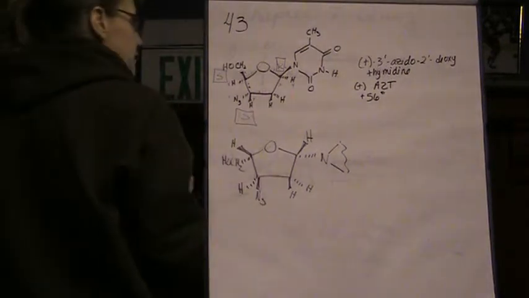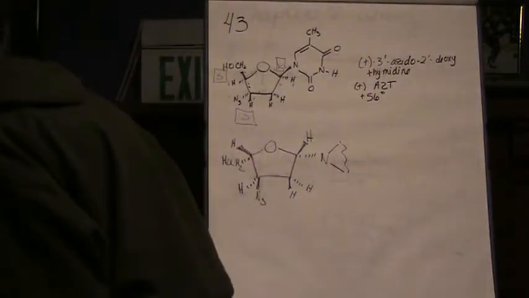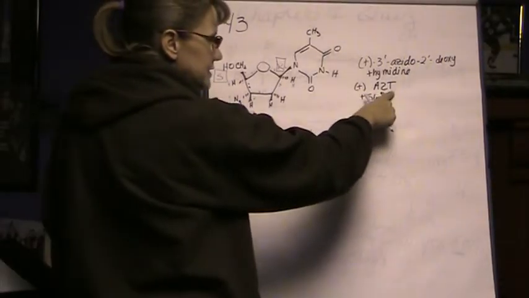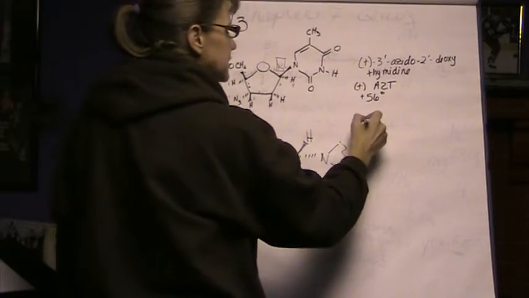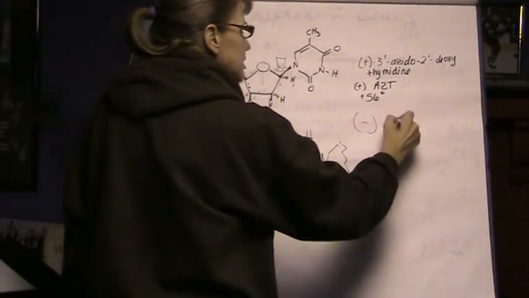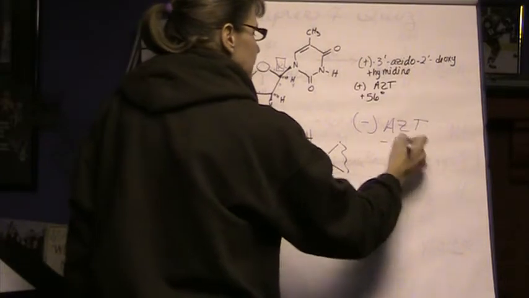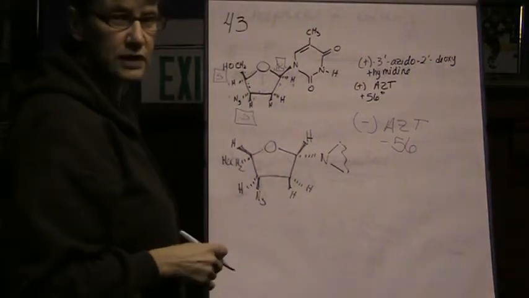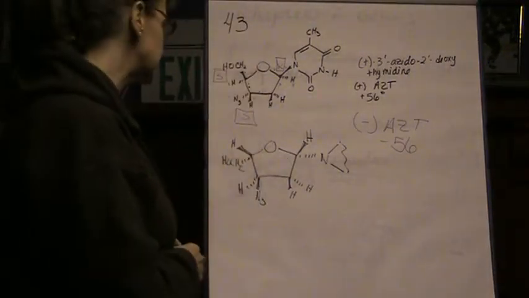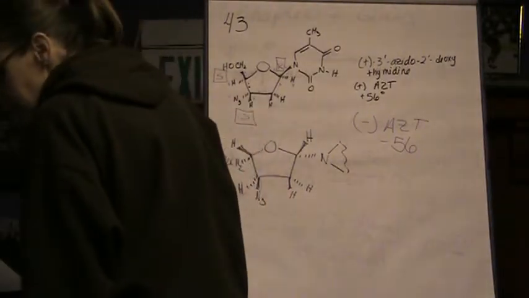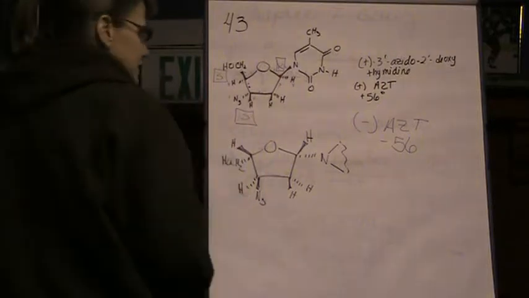Next it wants to know what would you expect the rotation? Well, if plus AZT has a positive 56, then minus AZT would have a minus 56, because the only difference is exactly the opposite. And last but not least, it asks us the total number of stereoisomers.